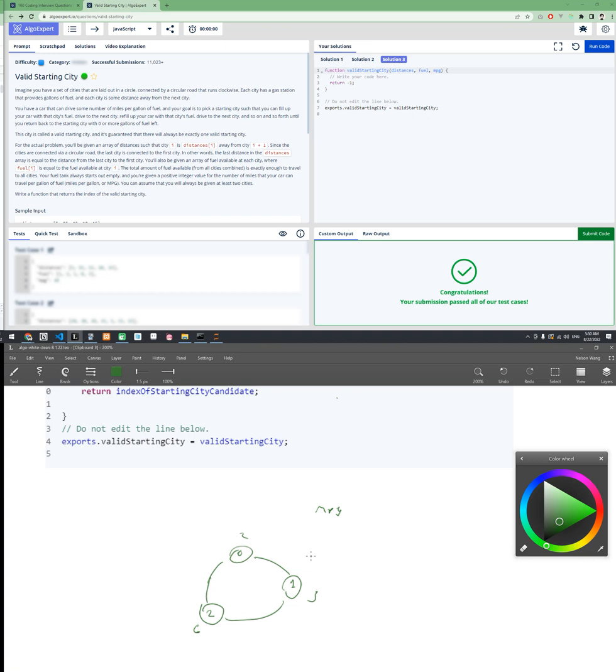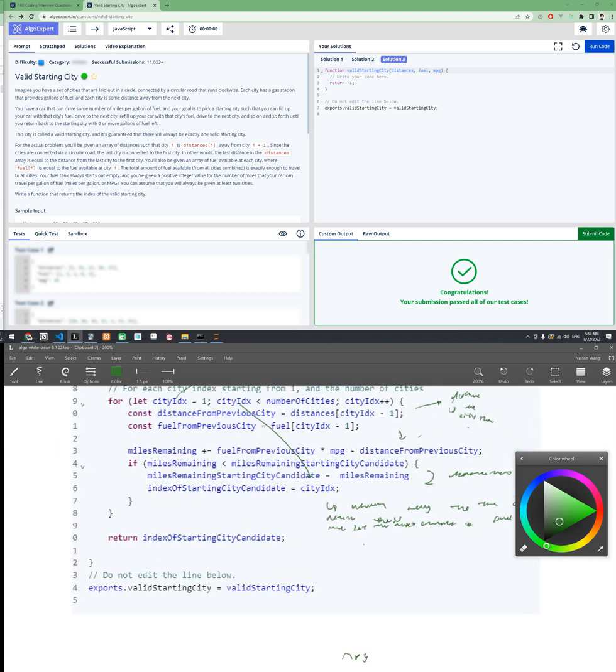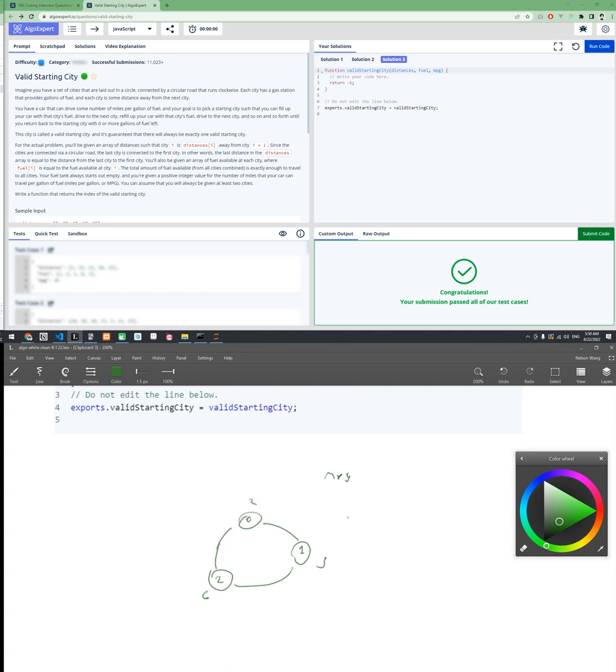What you want to do is find out the index of a valid starting point. If the miles per gallon is 10, then the maximum distance will be something like 110. So let's say 30, 50, I have no idea what I'm doing. I don't know, 30, and you have to figure out which is the valid starting point.